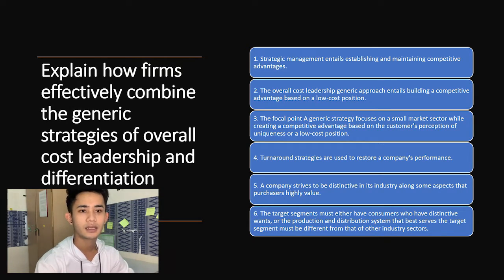Cost focus capitalizes on variances in cost behavior in some segments, whereas differentiation focus emphasizes the unique demands of buyers in certain segments. That's all for me.